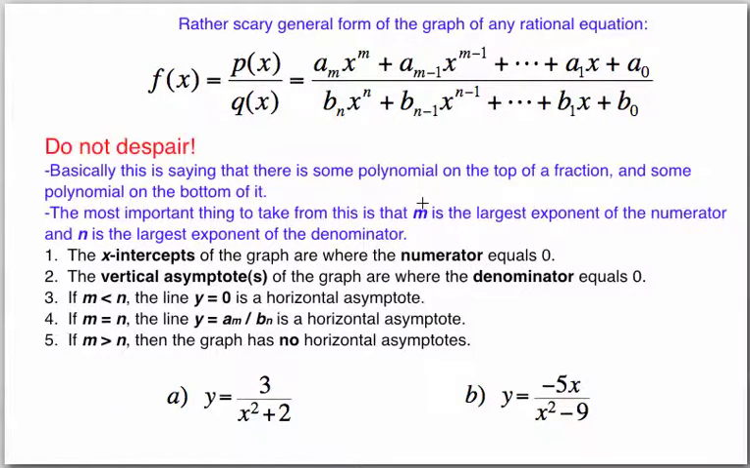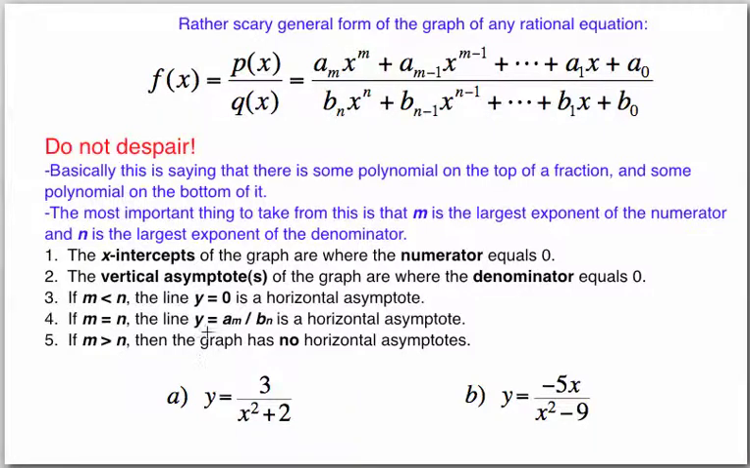The most important thing that we want to take from this is what those largest exponents are. On the top we're going to call that m, and on the bottom we're going to call the largest exponent n. This is really important because of these rules down here, which help us determine which one to follow. If m is smaller than n, we're going to do one thing. If they're equal, we're going to do another. If m is larger than n, we're going to do one more thing as well. That's the most important part of what you see here.